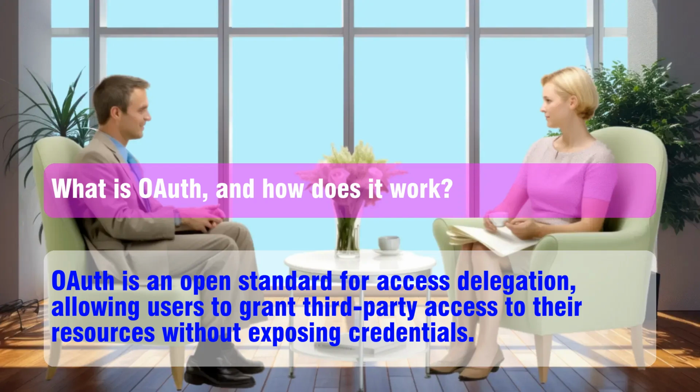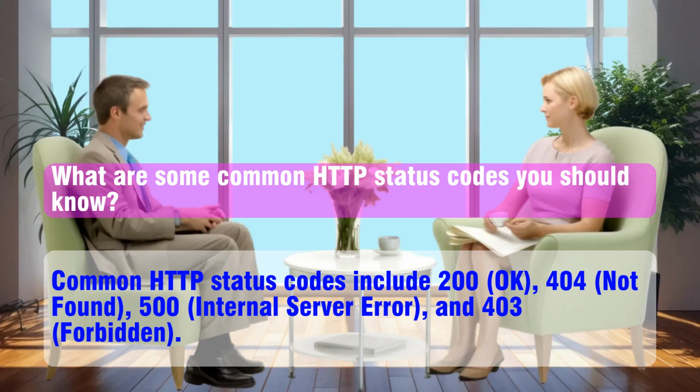What is OAuth, and how does it work? OAuth is an open standard for access delegation, allowing users to grant third-party access to their resources without exposing credentials. What are some common HTTP status codes you should know? Common HTTP status codes include 200 OK, 404 not found, 500 internal server error, and 403 forbidden.